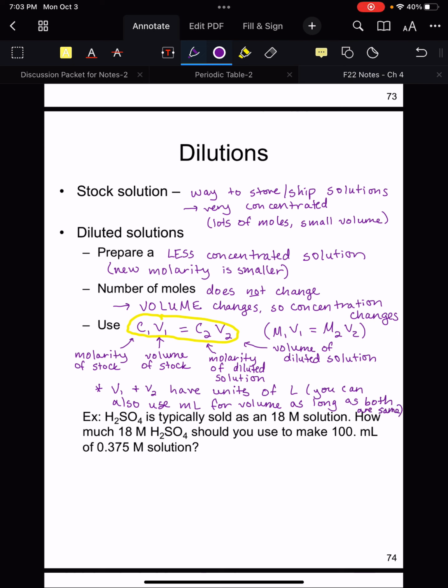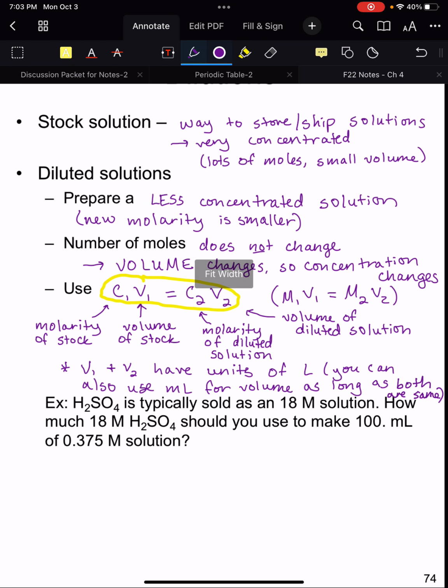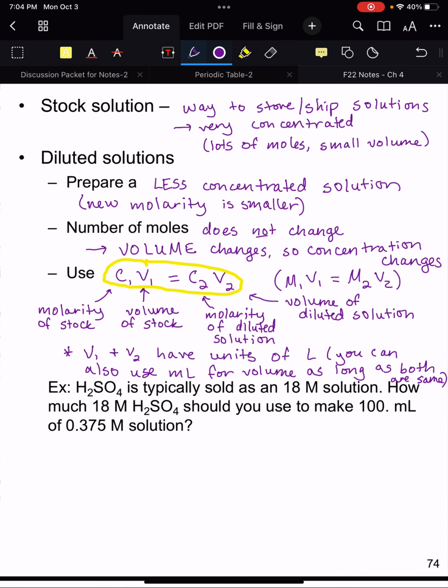So they can both be in mils, both be in liters, but don't use different units for each. Okay, so let's do an example for a dilution. It says sulfuric acid is typically sold as an 18 molar solution. How much 18 molar sulfuric should you use to make 100 mils of 0.375 molar solution?